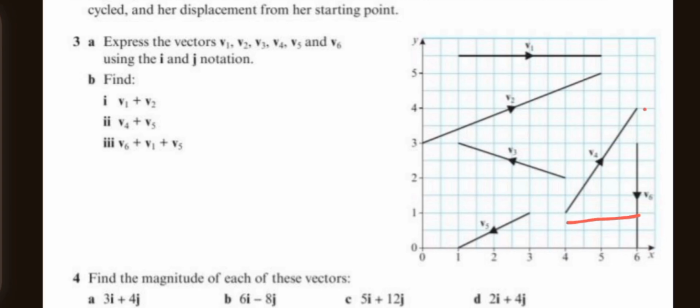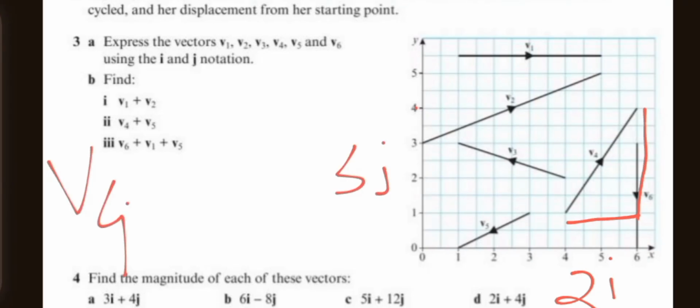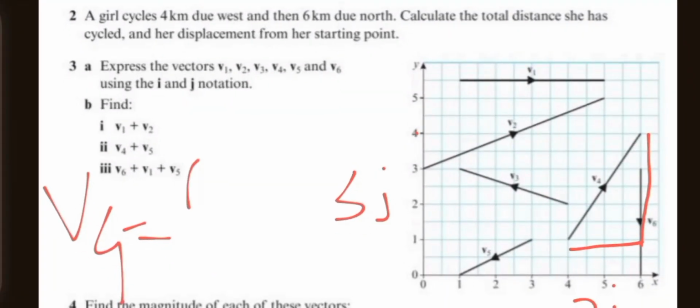V4. So if you look carefully, it's 2i. And 4 to 1, that's 3j. So v4 is 2i plus 3j.